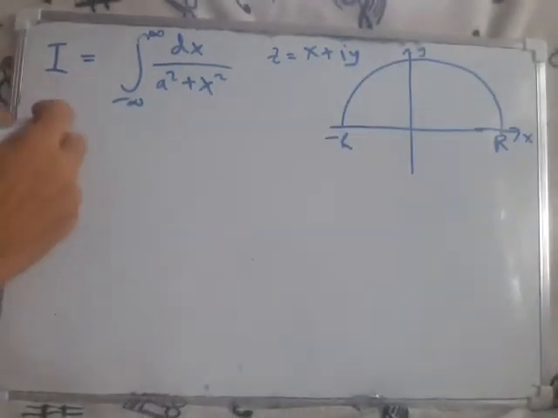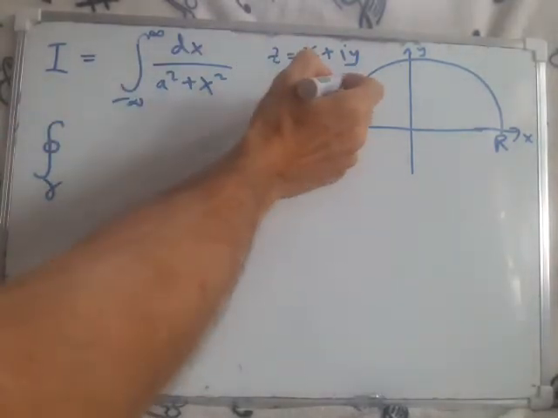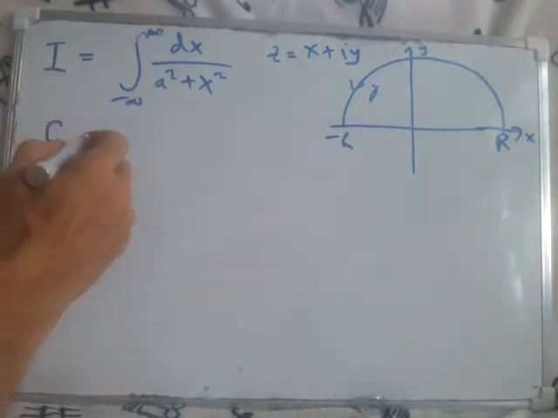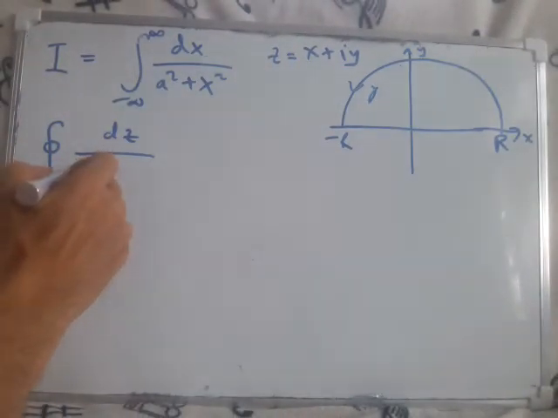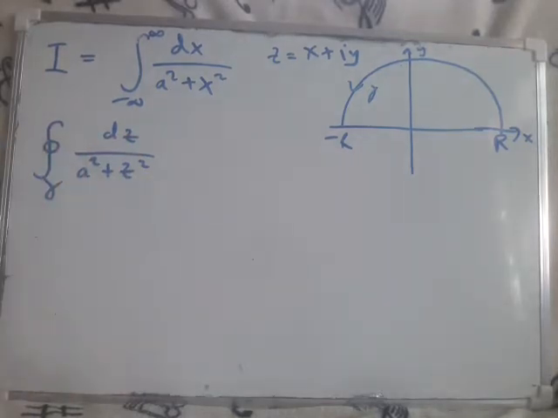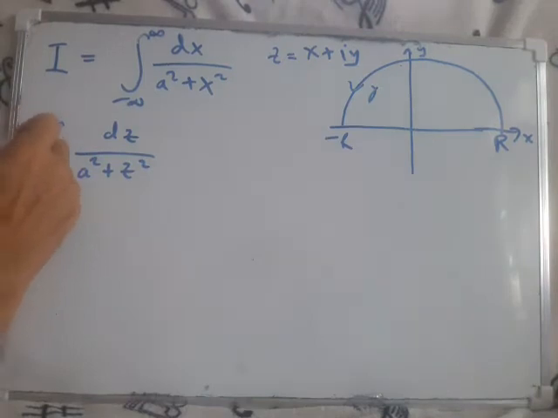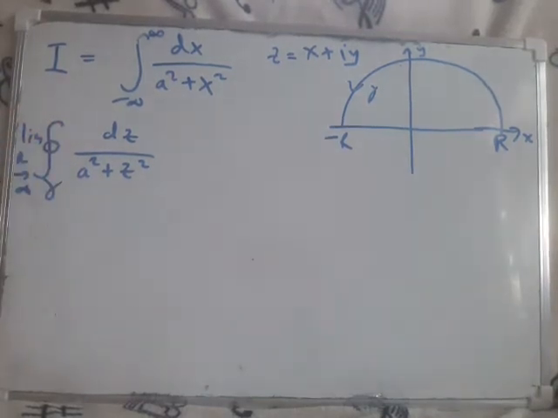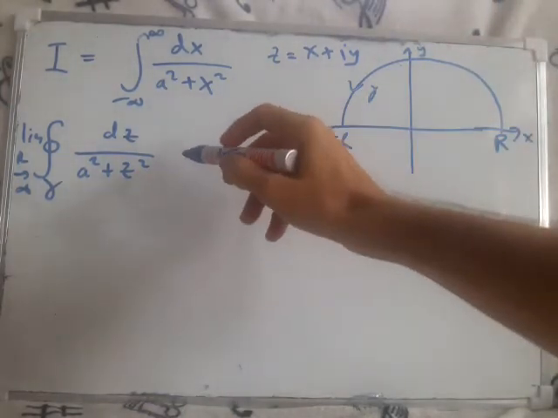So we consider the integral around the contour gamma of dz over a squared plus z squared, in the limit as r tends to infinity. So, what do we get?